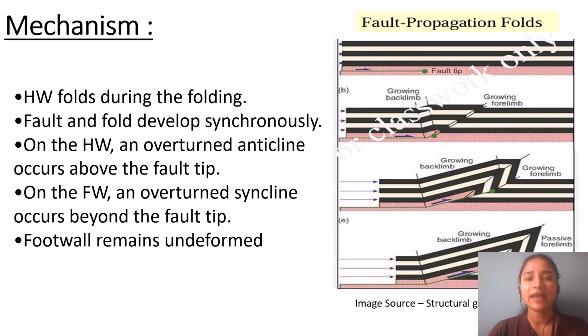So looking at the diagram in figure B, you can see how the back limb and forelimb start growing. In figures C and D, the thrusting continues. The fold becomes more asymmetric with a steep forelimb and a gentle back limb. By figure E, the forelimb becomes passive while the deformation continues in the back limb. This shows the progressive nature of fault propagation folding driven by continued movement along an underlying fault.